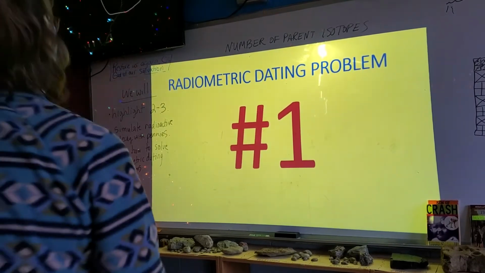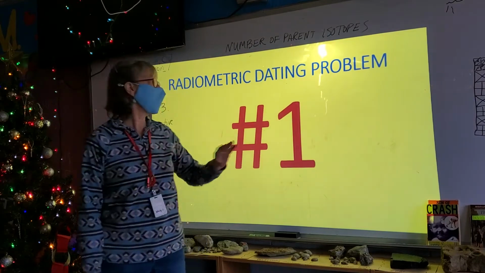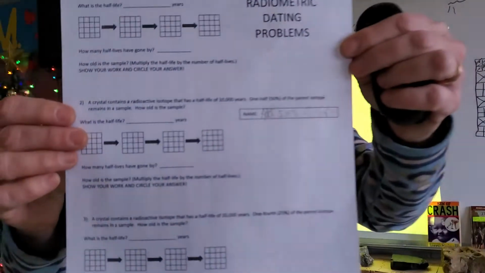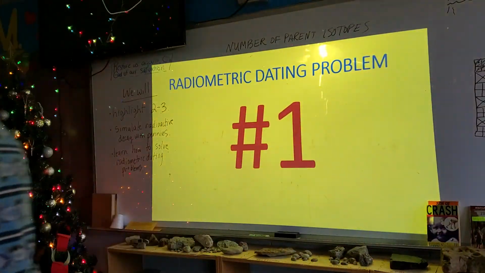All right, so now let's solve some radiometric dating problems. You guys at home, you need your sheet out. It looks something like this. Radiometric dating problems, that's what your sheet is. So if you don't have it, get it out.